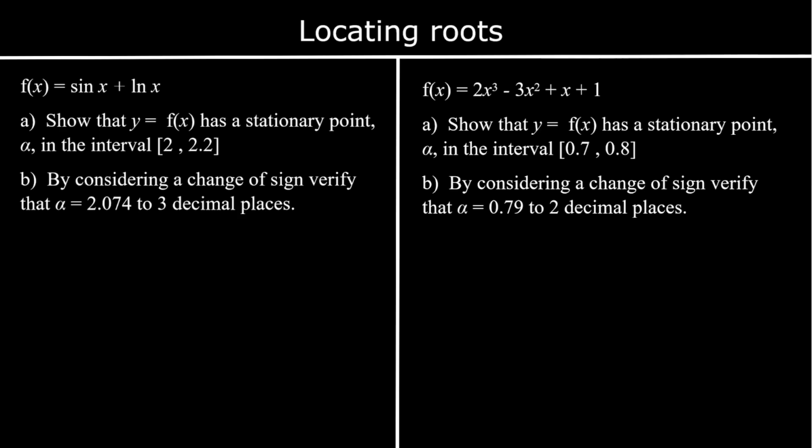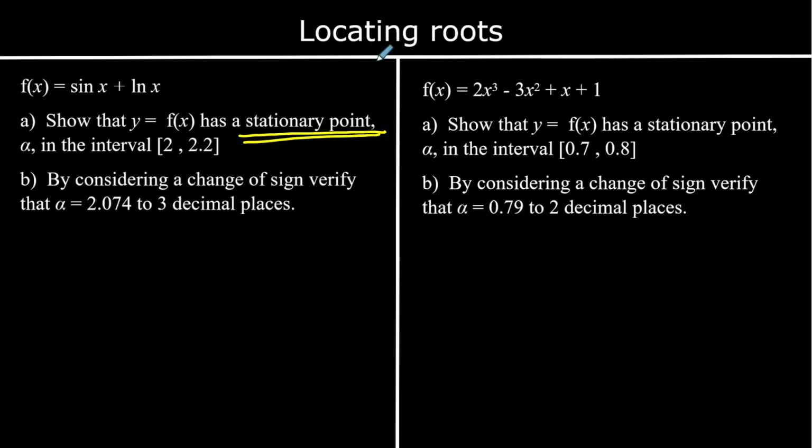Here we have another question. This time f of x is sine x plus log x, and we need to show that it has a stationary point in an interval. So it's different. A stationary point is where the gradient equals 0. It's not where it crosses the x-axis, it's where the gradient is equal to 0.